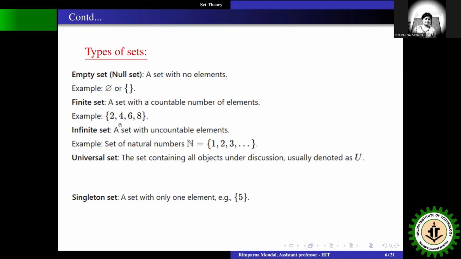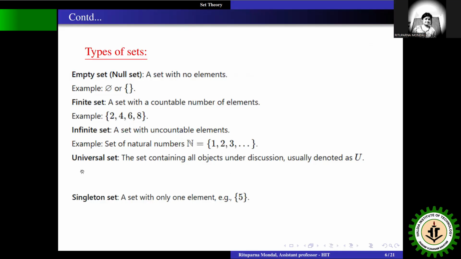For example, here we have taken this set which contains 2, 4, 6, and 8. So this set contains only 4 elements. That is why this set is a finite set. And an infinite set contains an infinite number of elements. So we can take the set of natural numbers and the set of integers, which are all infinite sets, because the set of natural numbers contains the elements 1, 2, 3, and so on.